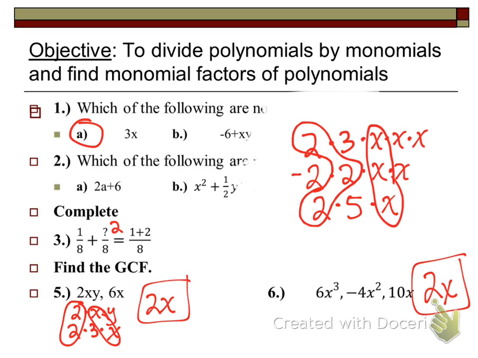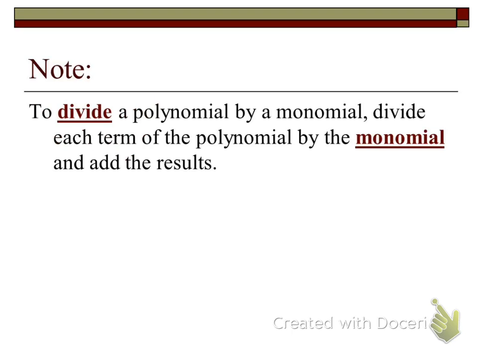Questions about any of our warm-ups? Okay. Then let's get into our notes. To divide a polynomial by a monomial, divide each term of the polynomial by the monomial and add the results. So we're just going to be taking these one term at a time.